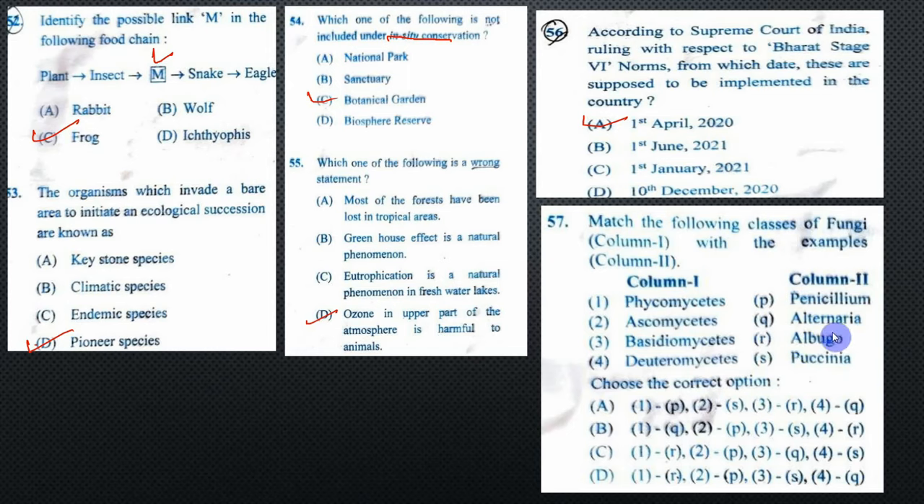Phycomycetes actually matches with Albugo, that is 1. And you can see that the next one, Ascomycetes, matches with Penicillium. Basidiomycetes is Puccinia, right? That is the third one, and Deuteromycetes, Alternaria. So based upon the matches we have done, D is the right option that you can see over here. So D is the right answer for this.